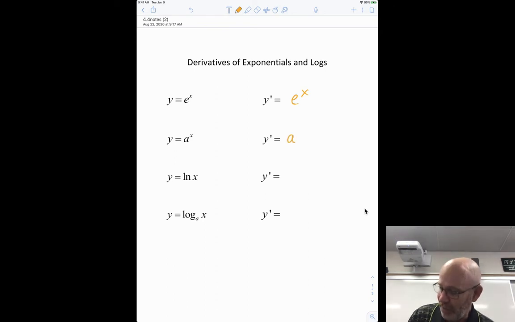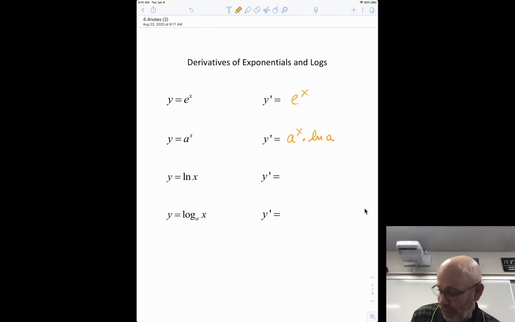And this turns out to be a to the x, just like it was e to the x, but then we have to multiply it by the natural log of a. This one up here actually has a natural log of e in it, but remember the natural log of e is 1, so we just don't write it. So really the e to the x rule, we don't need it because the a to the x rule kind of supersedes it, okay?